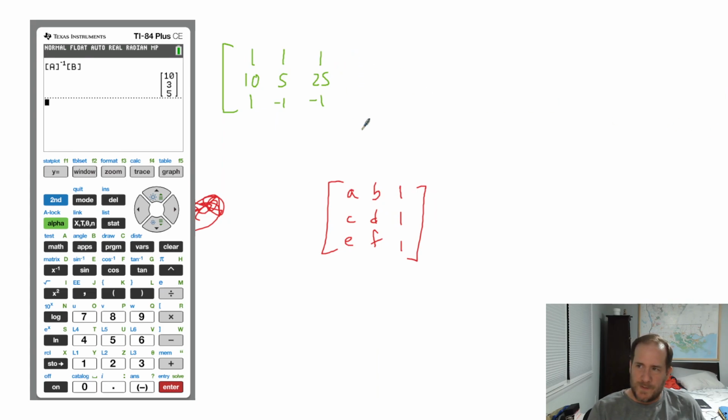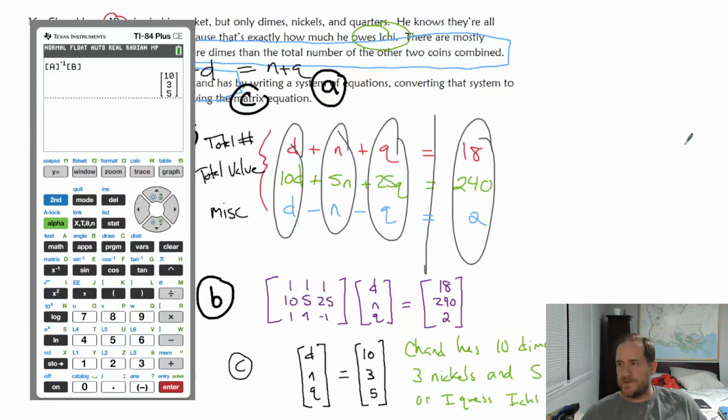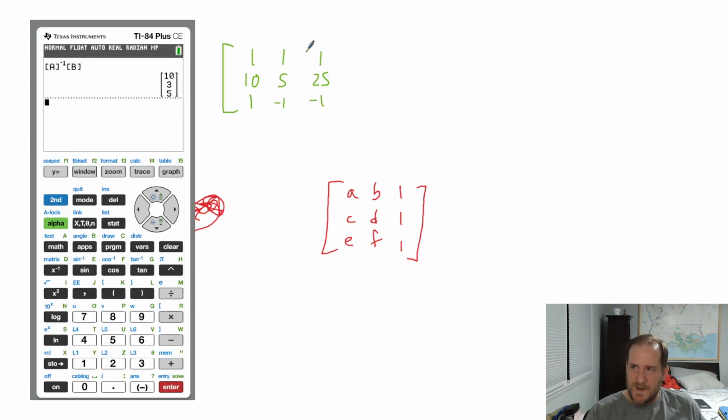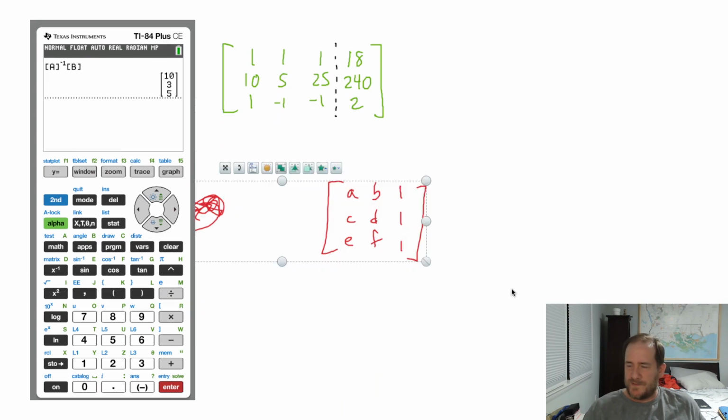Instead of making a whole separate answer column, take the values of all these. Chand had how many coins? 18 coins? I really don't remember. Feels like 18. Yeah, 18, 240, and 2. Put that right in the same matrix with it. I think they literally do draw a line here sometimes to indicate that, yeah, sure, this is one big matrix, but it's kind of different. It represents different stuff.